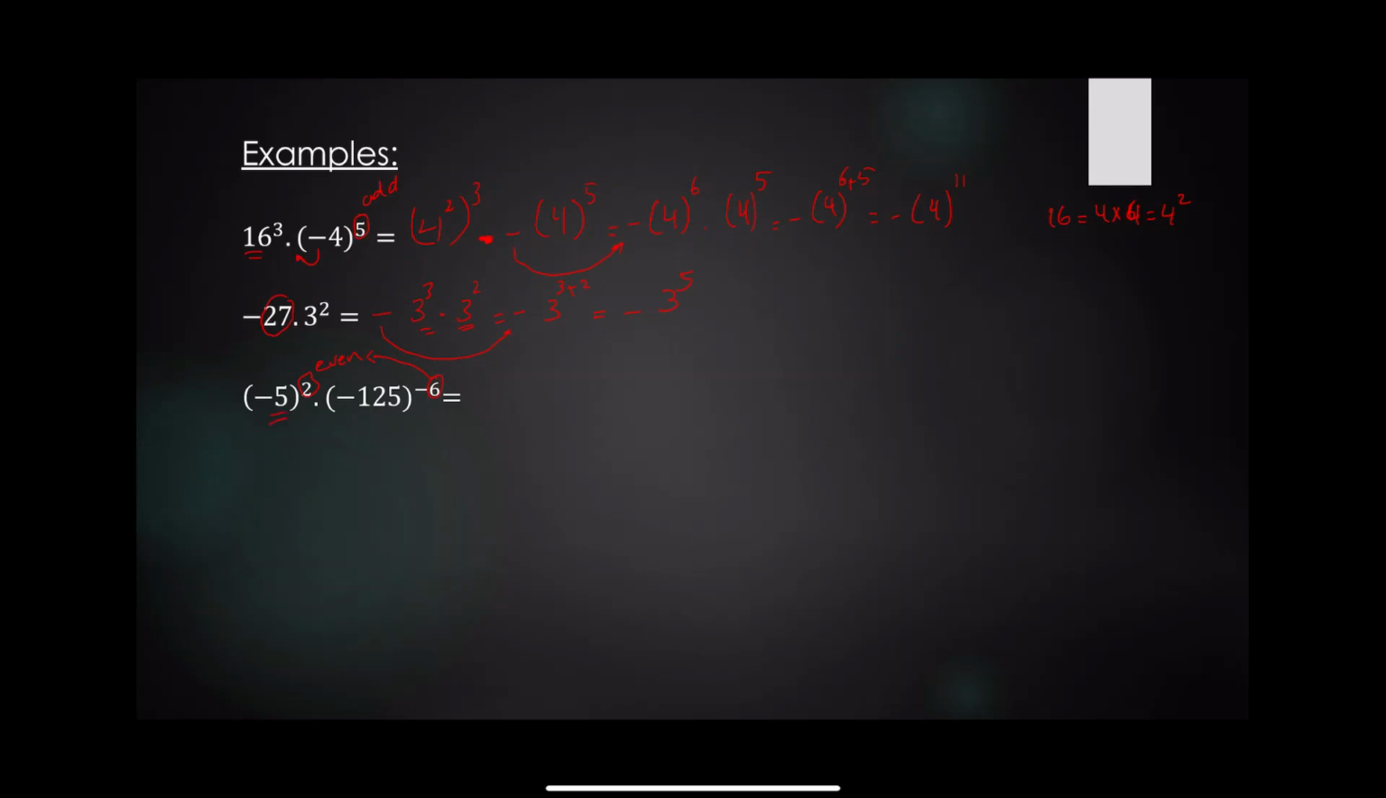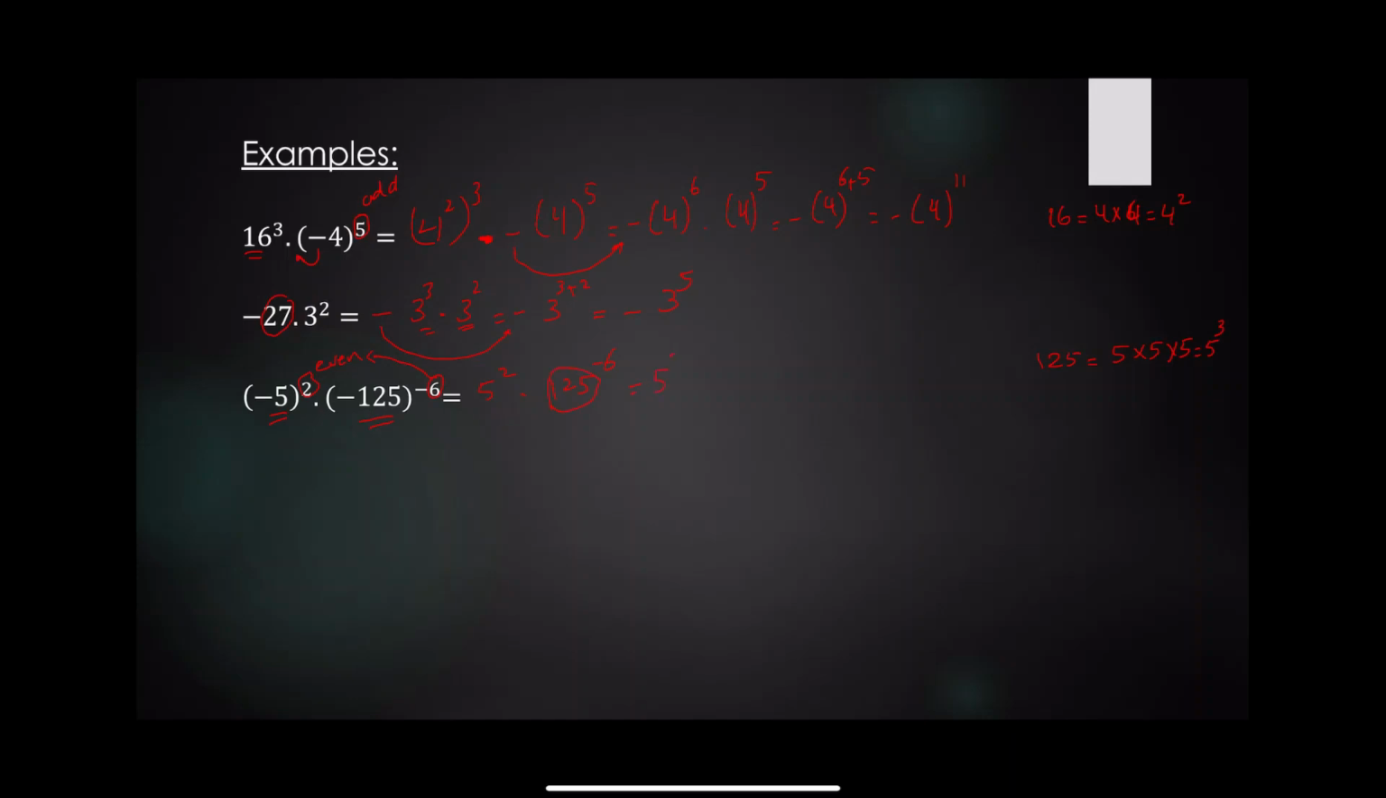But the bases are not the same. We have negative 5 and negative 125. But let's get rid of the negative sign because both of the exponents are even. So it's 5 to the power 2 times 125 to the power negative 6. Now 125 is known to be 5 times 5 times 5, which is 5 to the power 3. So instead of writing 125, I replace it with 5 to the power 3.